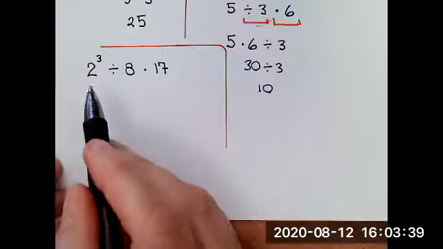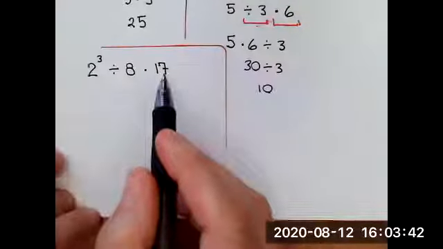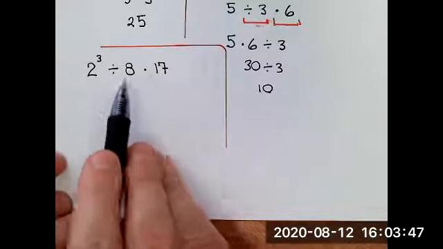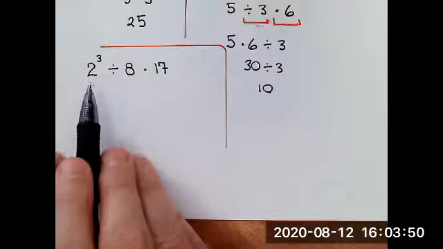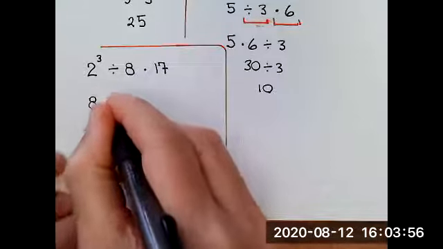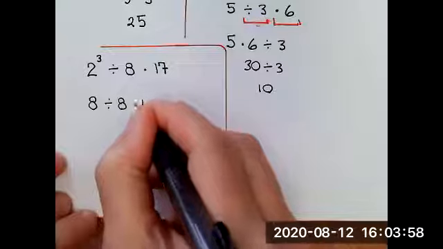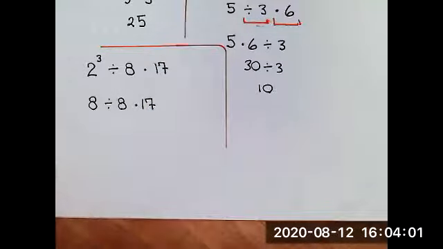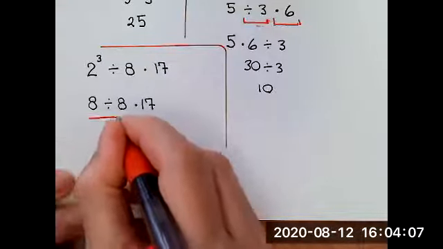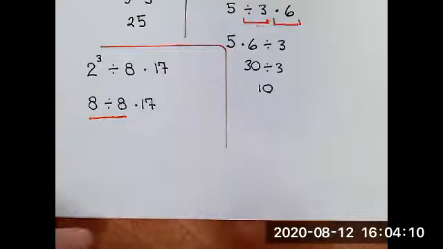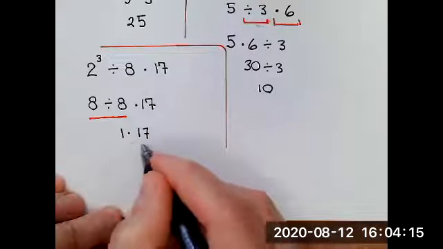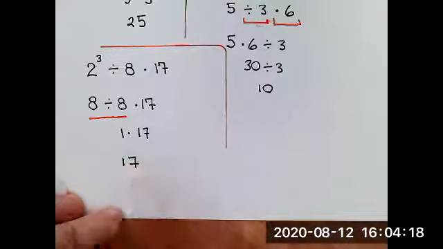Here we have 2 cubed divided by 8 times 17. So we do the exponent before multiplying or dividing. 2 to the third is 2 times 2 times 2, which is 8. And then we go left to right, unless we use a special rule. So 8 divided by 8 is 1. And 1 times 17 is 17.